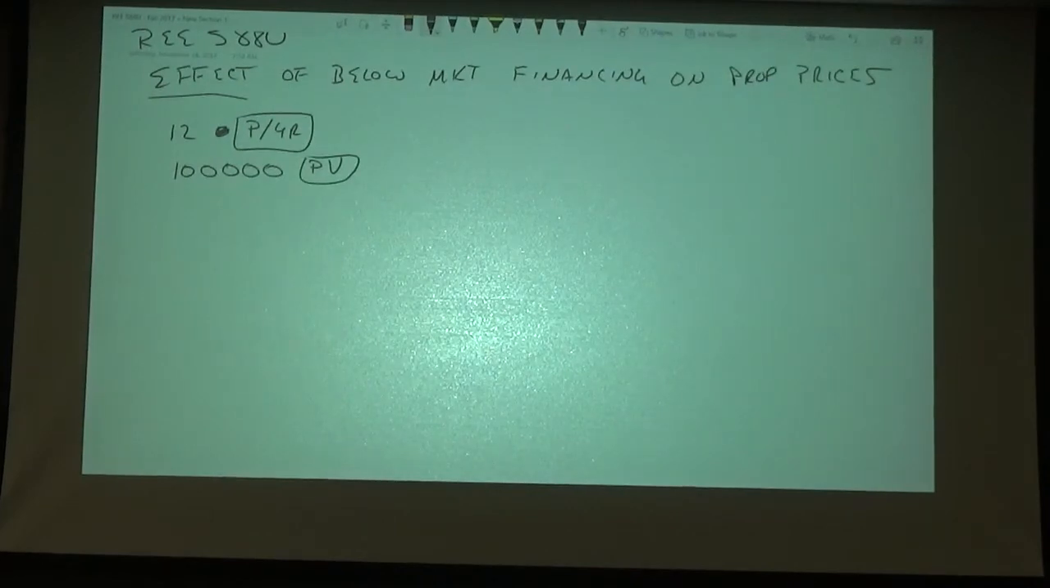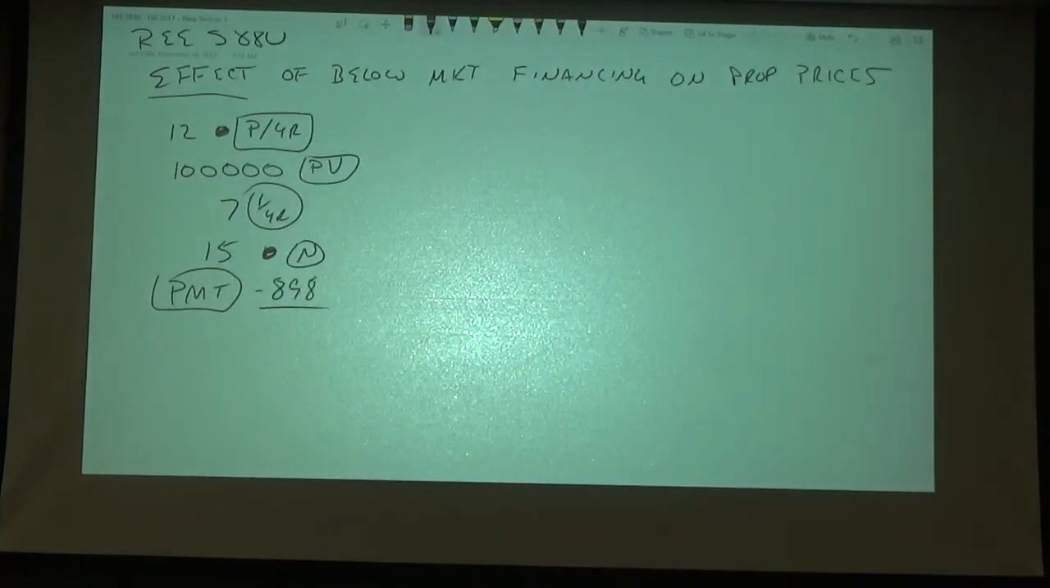And what do you say the prevailing rate of interest is? 7%. All right, and a term of, let's say, 15 years. So the first thing we're going to do is say, under those circumstances, what's going to be our monthly payment? And so we get $898.83.